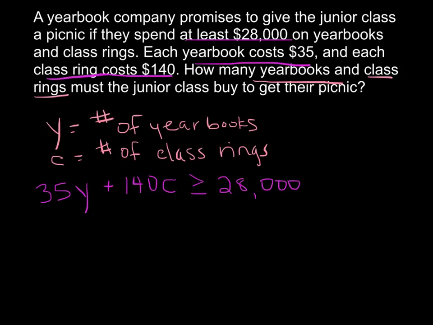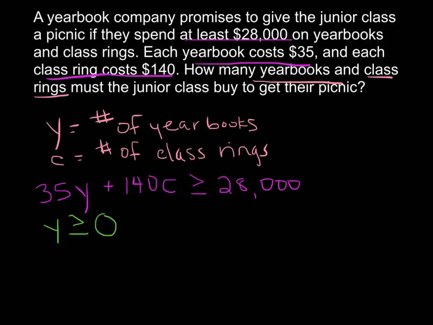So in order to write that down, we can create an equation that says I cannot have a negative number of anything, right? So our yearbooks cannot be negative. What does that mean? That means that they have to be greater than or equal to 0, because anything less than 0 is a negative number, right? So y, our number of yearbooks, has to be greater than or equal to 0.